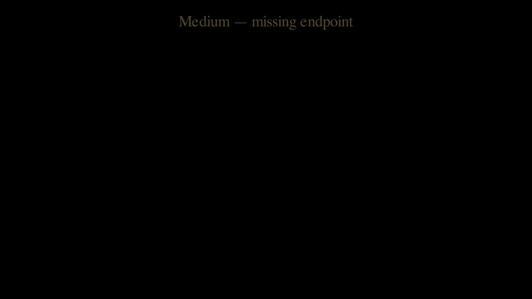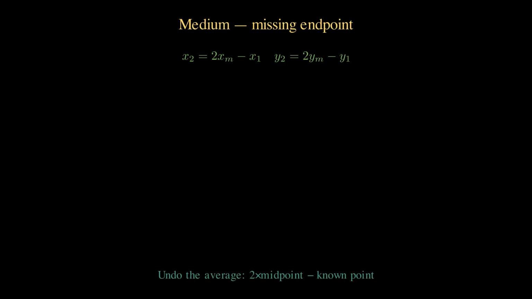Medium style. You know one endpoint and the midpoint, and you need the other endpoint. The midpoint is the average, so the missing point is the mirror across the midpoint. Double the midpoint and subtract the known endpoint coordinate by coordinate. This is faster than memorizing a new rule. It is just undoing an average. Track signs separately on x and y. One careless minus sign flips an entire coordinate.